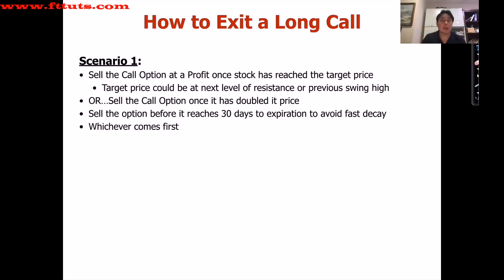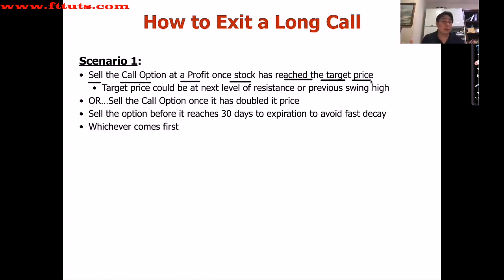So when would you sell the call option? Here are a few reasons you could sell. The first one would be to sell the call option at a profit once the stock price has reached the intended target price. So you've entered the stock and you've got a certain target price. Once the stock price has reached your intended target price, you then sell the call options for profit. So you buy the call option at, say, $8, you sell it at $16, you made an $8 profit out of $8.